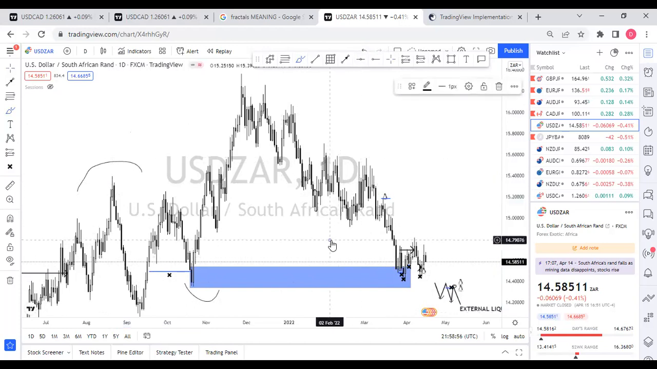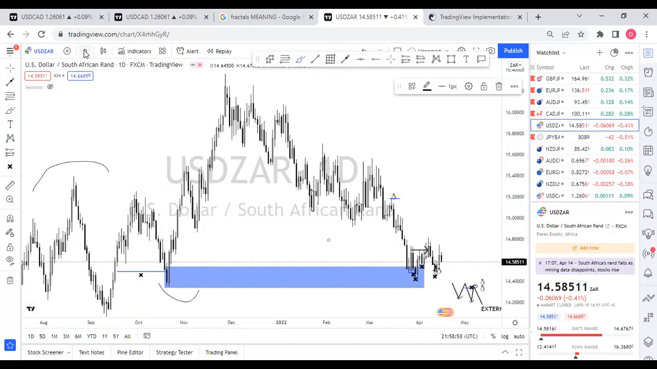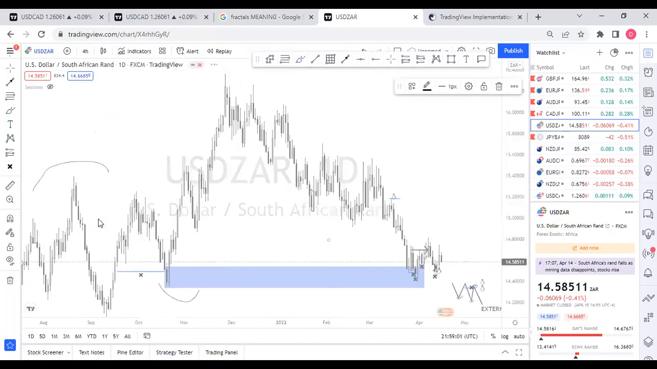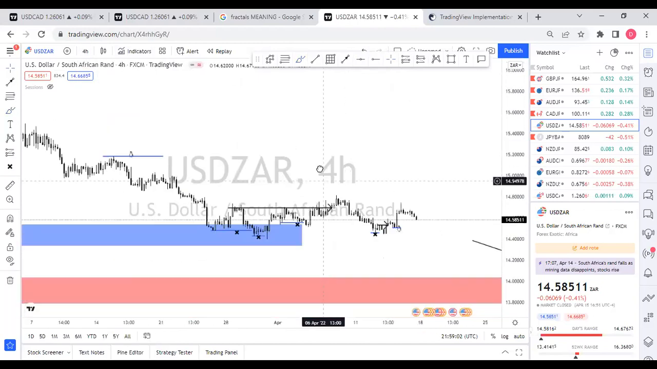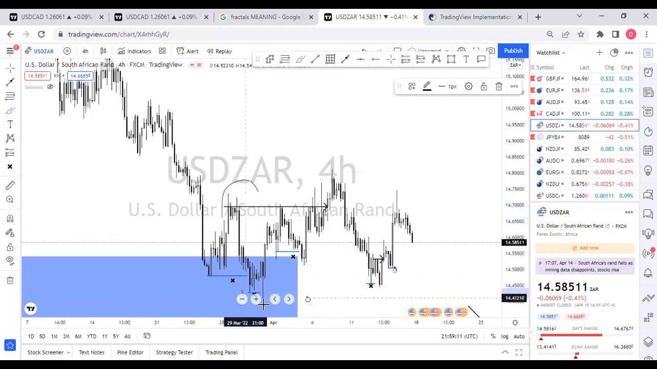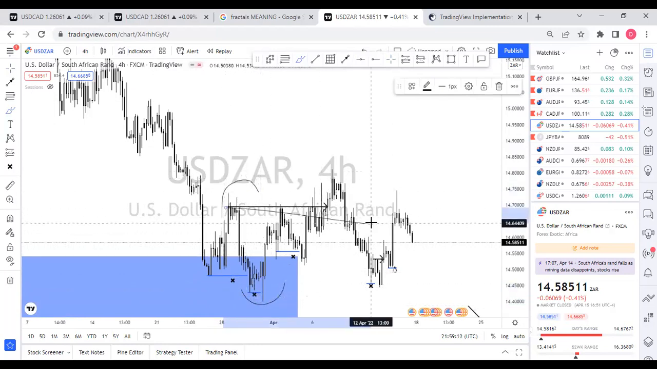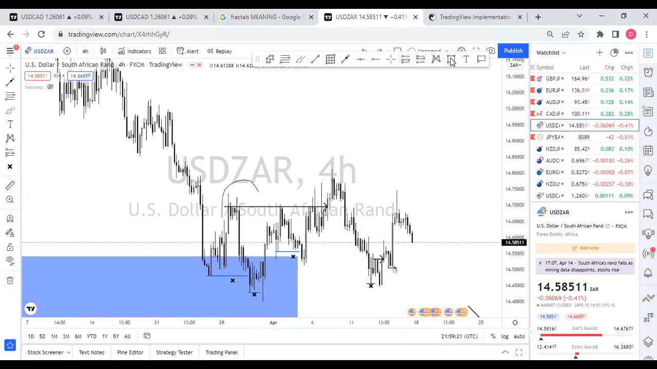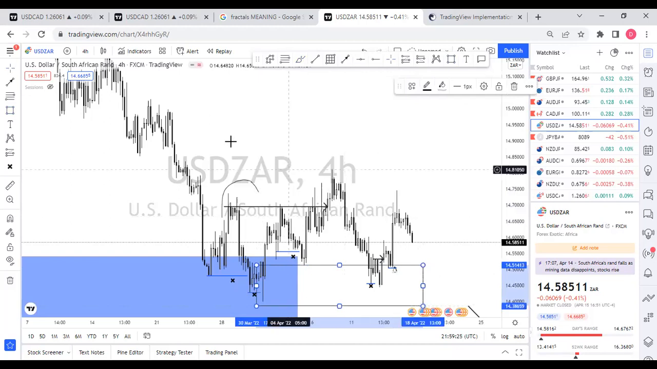All right, so this was our point of interest and we were waiting. Then I went down from the daily time frame to the 4 hours. Inside of my point of interest, what did I have? Lower high, lower low, break of structure. Did I enter? No. Why? Stop loss would be wide. So what did I do? I marked this out as my point of interest.